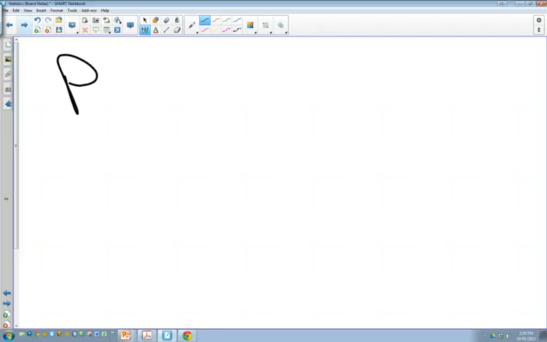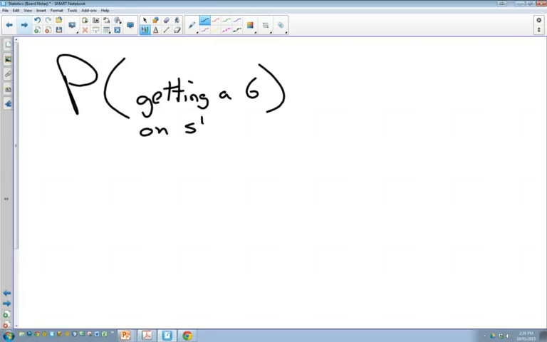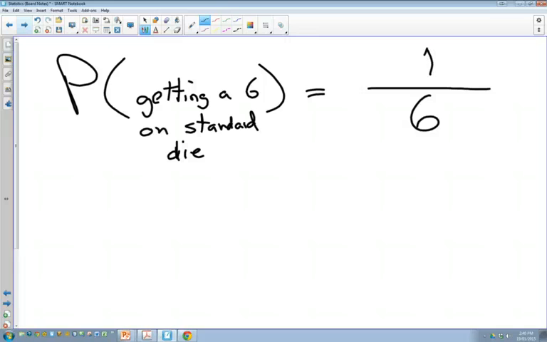The probability of getting a 6 on a standard die. Or die being the singular for dice. So your standard dice. What's the probability of getting a 6 for rolling it? Well, let's use the formula. What's the total number of possible outcomes? 6. How many favorable outcomes? Just 1. So 1 in 6. Okay? There we go. You guys are getting this.